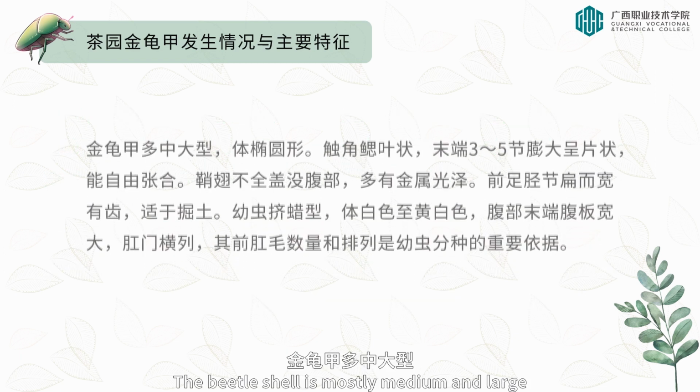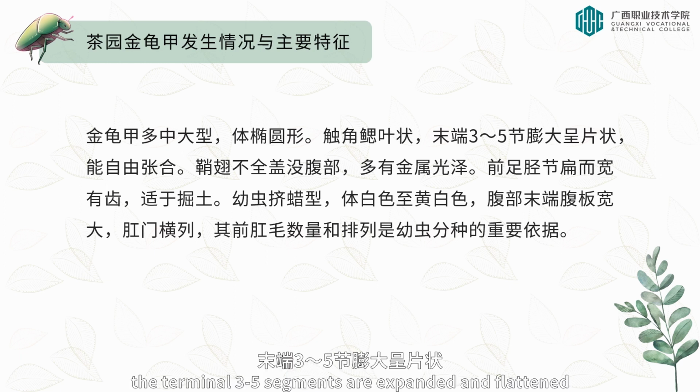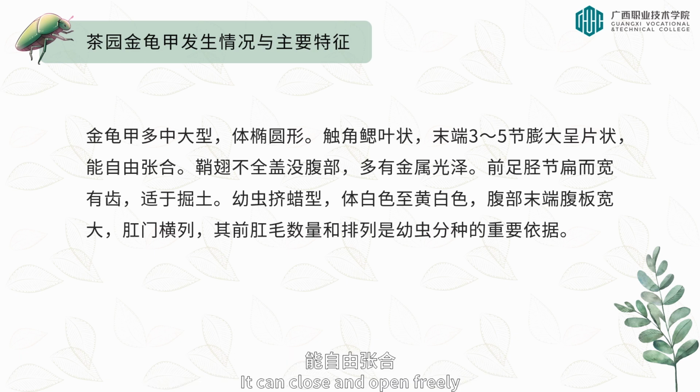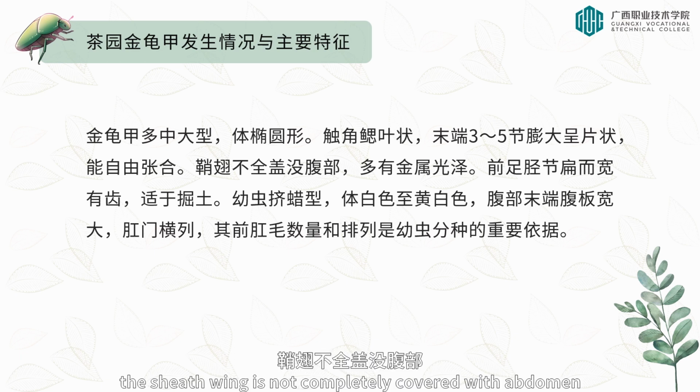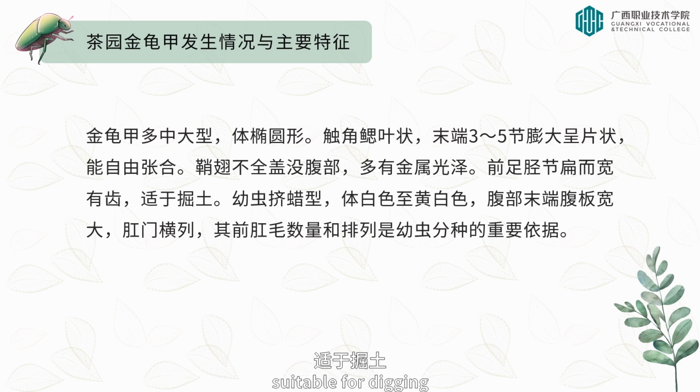The beetle shell is mostly medium and large. The body is oval. The antennae are gill-shaped. The terminal 3 to 5 segments are expanded and flattened. It can close and open freely. The sheath wing does not completely cover the abdomen, mostly with metallic luster. The tibia of the forefoot is flat and broad-toothed, suitable for digging.